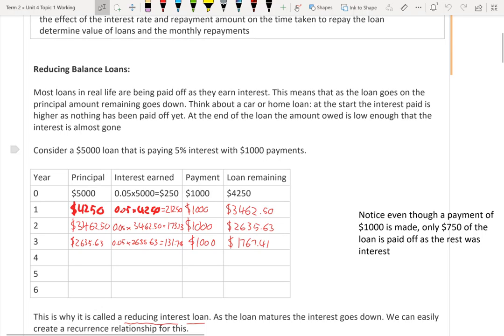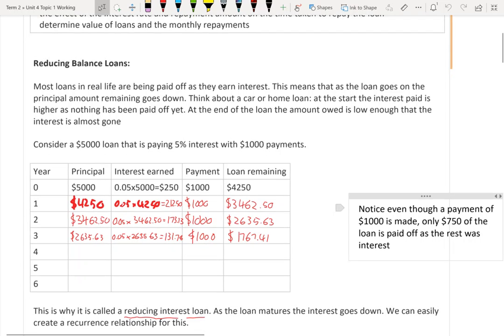The next time you had an interest payment, instead of being off the initial principal of $5,000, it was off $4,250. And after you calculated your interest, $212.50, and paid off $1,000 for the compounding period, you're down to $3,462. The reason we call it reducing interest loans is if you look at the interest, $250 down to $212, down to $173, down to $131. So that's where we get the reducing interest loans from.